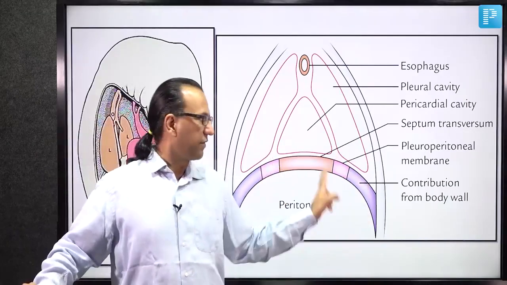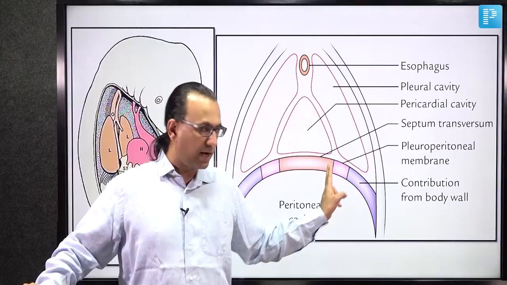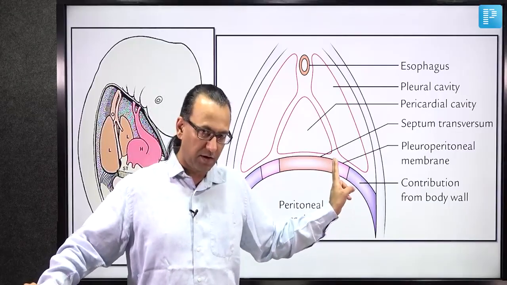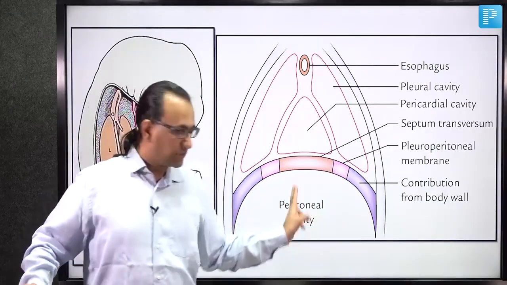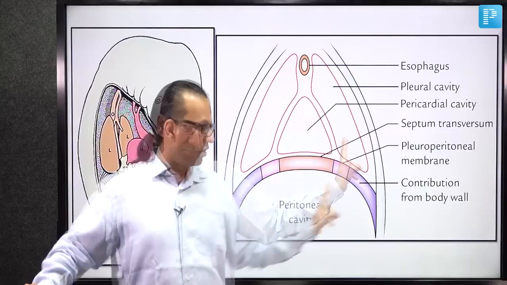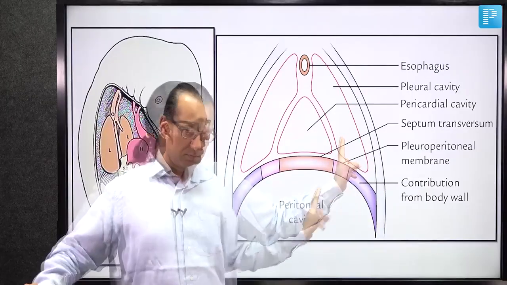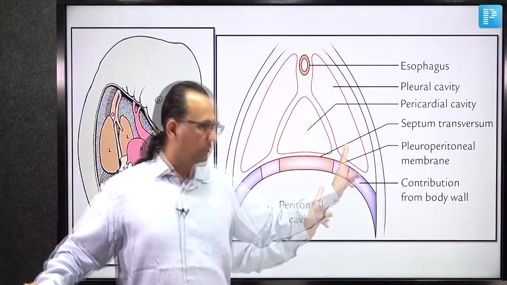Sometimes it may happen that there is a deficiency in the left pleuroperitoneal membrane, and it is a congenital diaphragmatic hernia, leading to abdominal contents going into the left chest cavity, called the Bochdalek hernia. We'll be looking at such a baby in a short while.